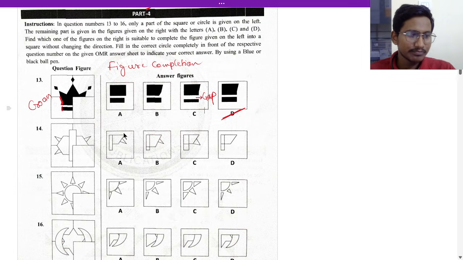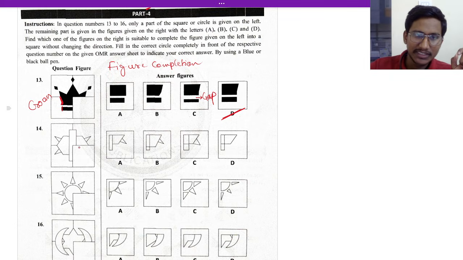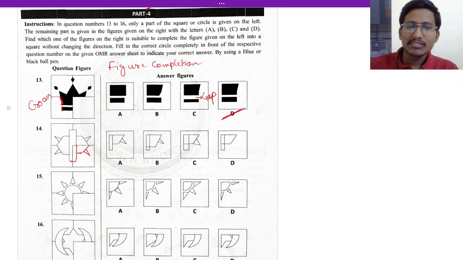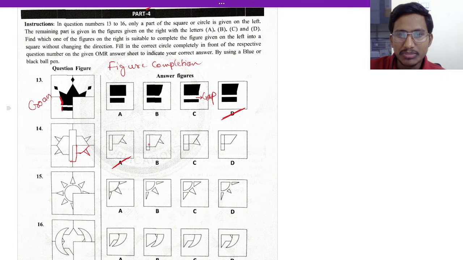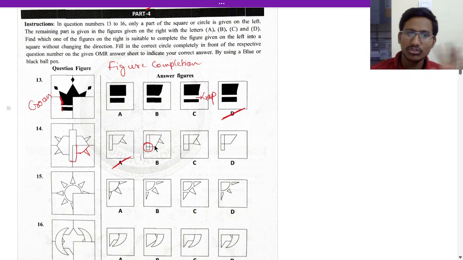Now the 14th. If you see the 14th one, what will come here? If you complete this, it will come like this, and it will join here and then there will be a triangle. So the answer will be option A, not B, because this line is dividing that. That is not possible, because if you see here, it is not dividing. So that is why not B.